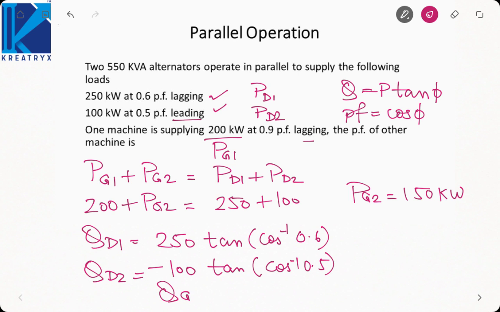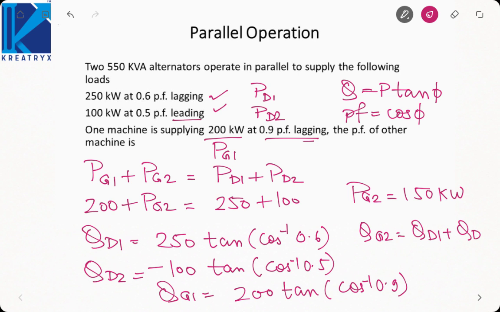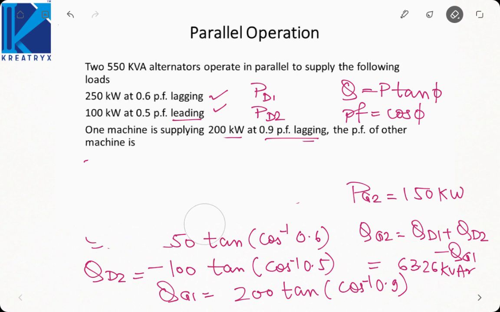Similarly, QG1 is lagging, so it shall be positive, 200 tan of cos inverse 0.9. Now we know QG2 will be equal to QD1 plus QD2 minus QG1. If you do this, you will figure out that QG2 comes out to be 63.26 kVAR.